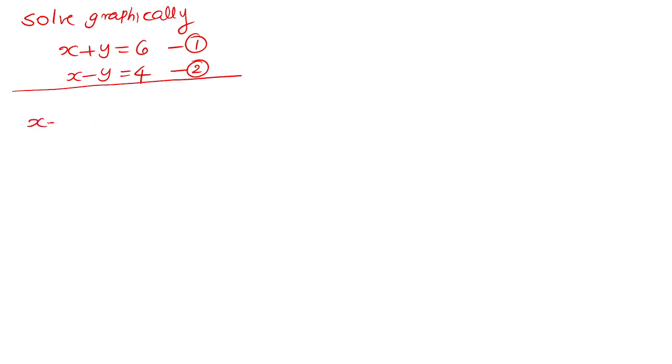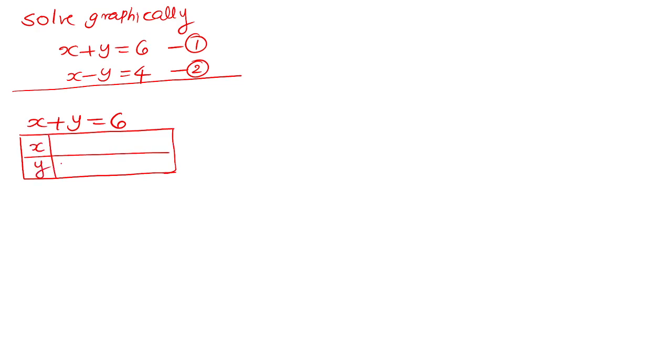First, consider x plus y equal to 6. Draw a table like this. Have to put x, y there. If you put x equal to 0, what happens? It's a mental calculation. No need to write any step. If you put x equal to 0, y equal to 6. Then we will put y equal to 0. If y equal to 0, x equal to 6. That is done.